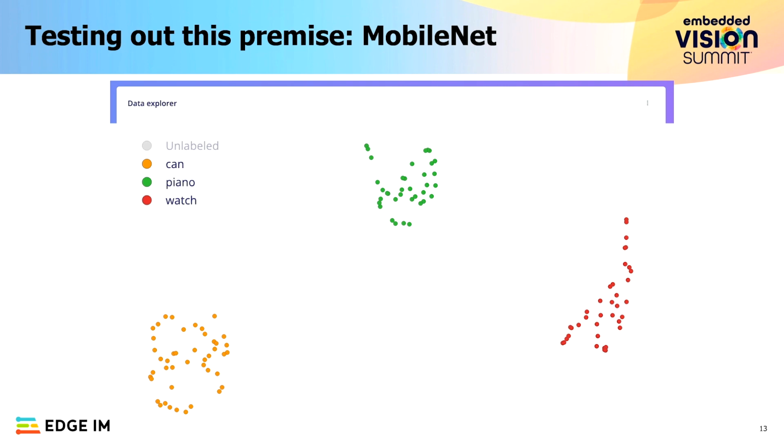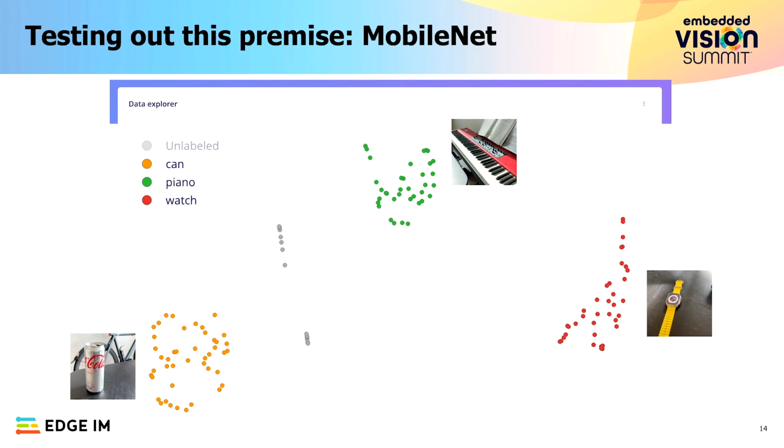Take 3 objects in your house or wherever. I took a Coke can, my piano, and my Apple Watch. Take a pre-trained neural network. In my case, I took MobileNet v2, and just take the embeddings. I ran this all the way through, just before the end I cut it off, took the embeddings of all of these things, and then ran it through a dimensionality reduction algorithm. And here we go. Super clear clusters of 3 things, right? My piano is one cluster, my Apple Watch is a cluster, my Coke can is a cluster.